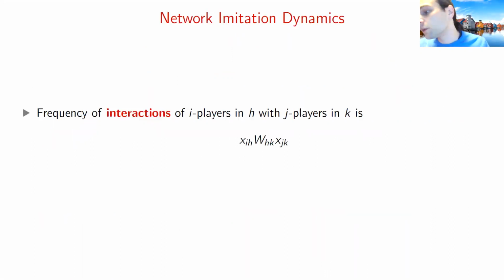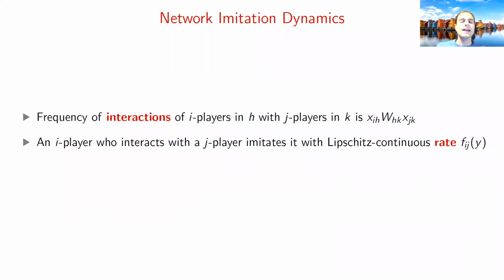Okay, so we have almost all the ingredients. And at this point, we can show that the frequency of interactions between i players in community h and j players in community k can be written using the system state and the matrix W, simply as the product of the corresponding entries of the system state that tells how many i players there are in h and how many j players there are in k, times the entry of the weight matrix W_hk that tells how many interactions there are between people in h and people in k.